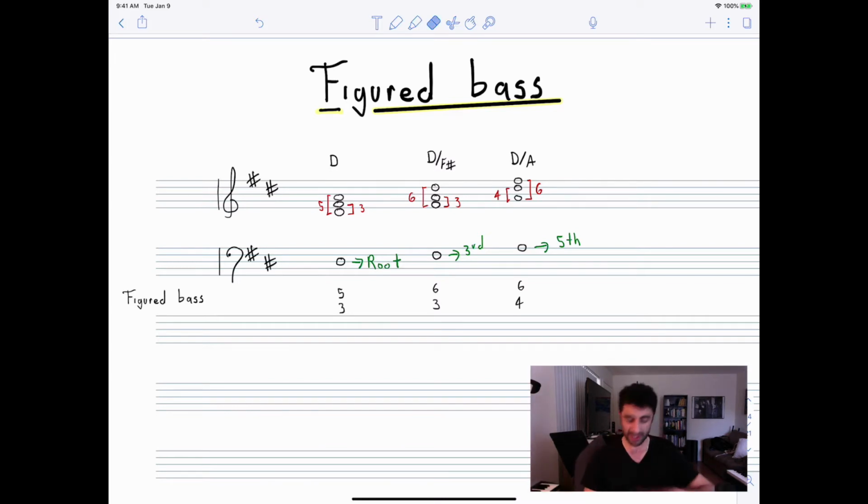Now let's just get rid of that. And every time we see a bass line with nothing below, we know that it's going to be a 5-3. It's going to be a root position chord.